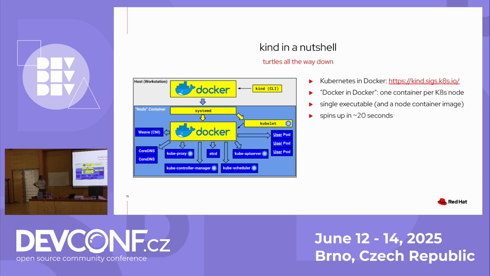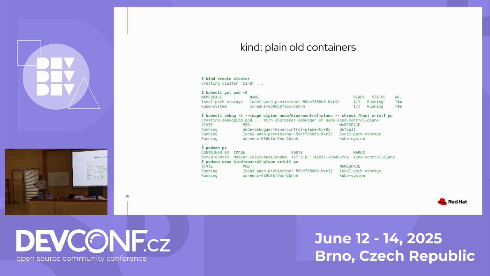Kind, Kubernetes in Docker, as the abbreviation says, is basically running one container per node, right? A node spins up, and inside of this container you have your pod containers. And it does all the usual stuff. It's a single executable you download, and it downloads another node container image. But this whole thing spins up in 20 seconds, and you have a Kubernetes cluster. Kind create cluster takes 20 seconds to spin it up. And then you can kubectl your way into it and do whatever you need to do in it. It just works. It looks like a Kubernetes system.